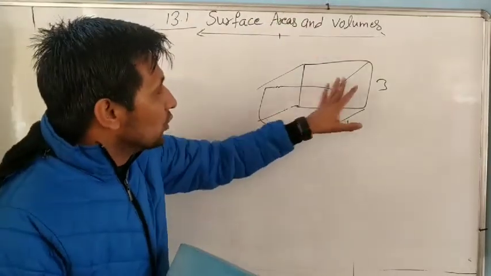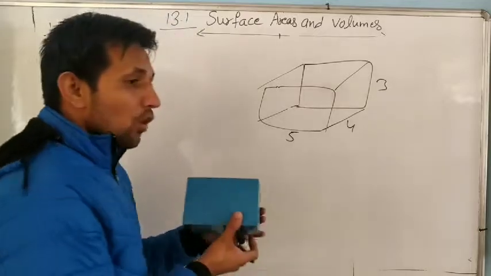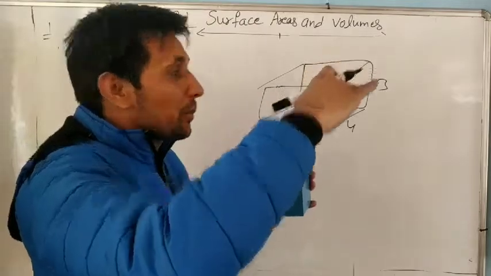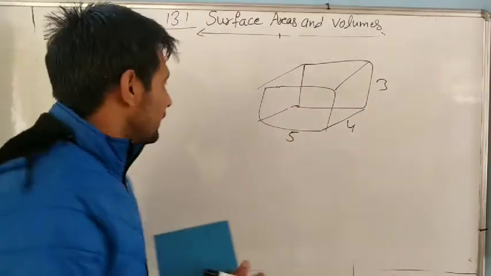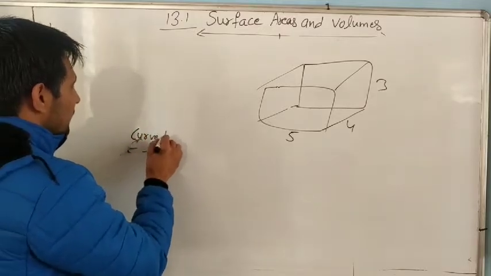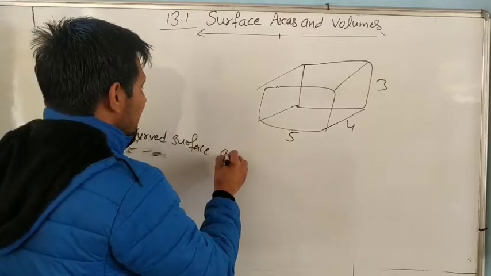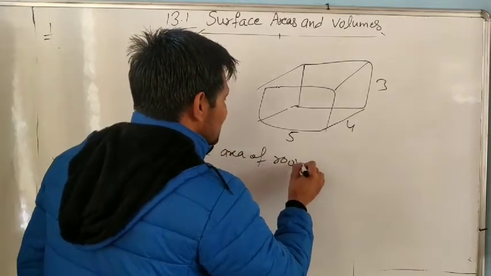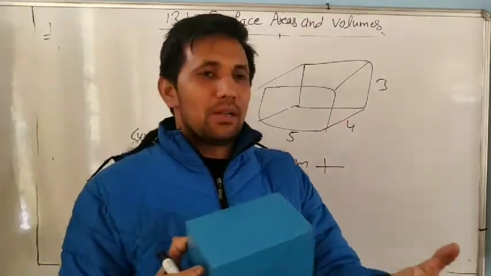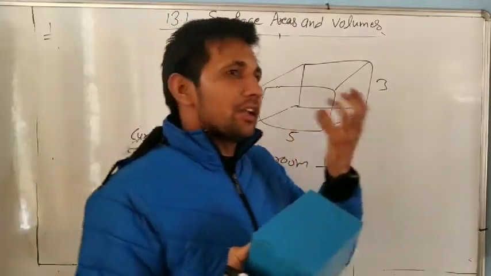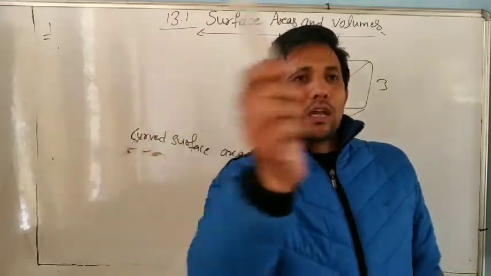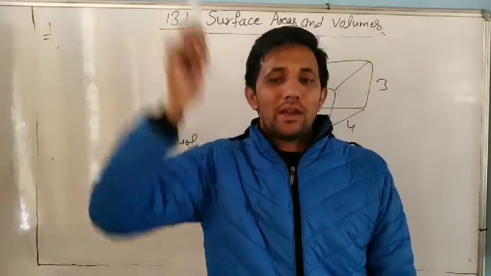You want to whitewash this room. Where? On the walls, 1, 2, 3, 4, and on the ceiling at the top. Whitewash means we are finding area, the curved surface area of the room. Curved surface area means area of the walls. Think of Christmas: we decorate our house and whitewash all four walls and the ceiling. We are not whitewashing the floor.